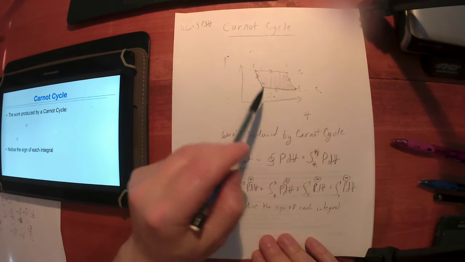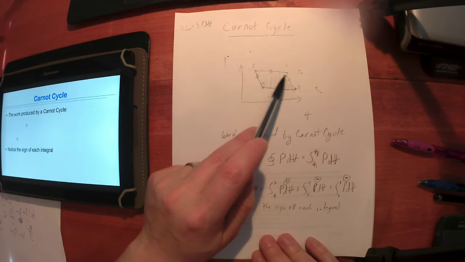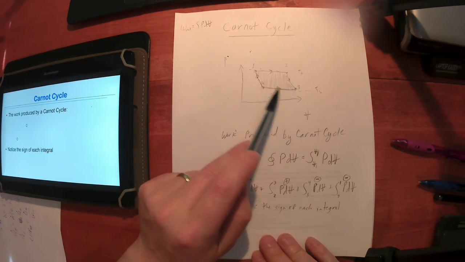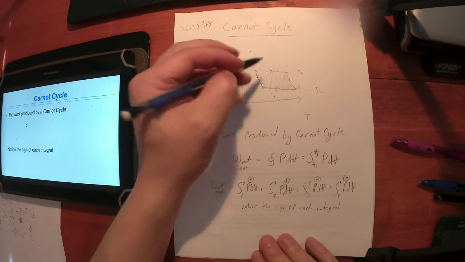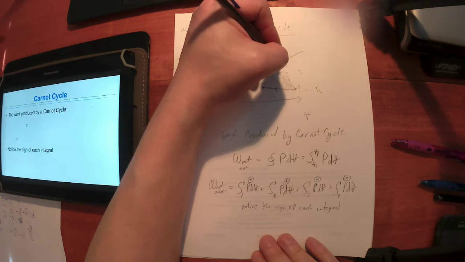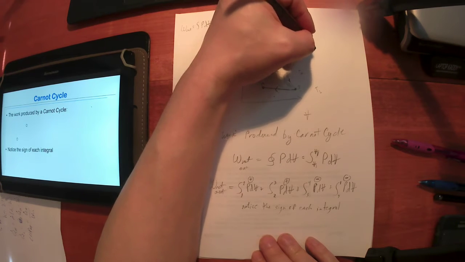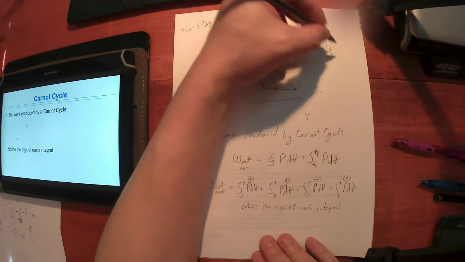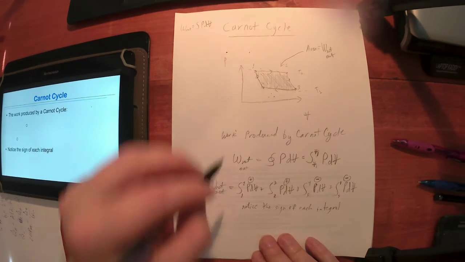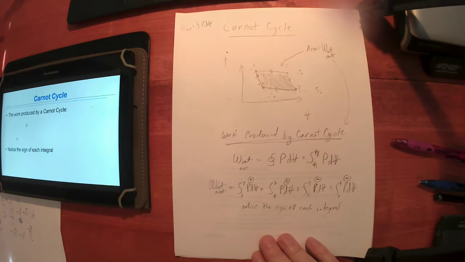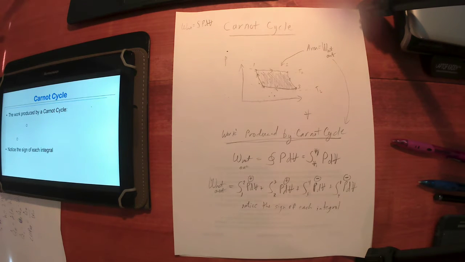And that's what I was doing up here, right? Add this amount, subtract this amount, subtract that amount. That sum gives you this area bound by the curves. The area equals the net work out, the work produced by the Carnot cycle.